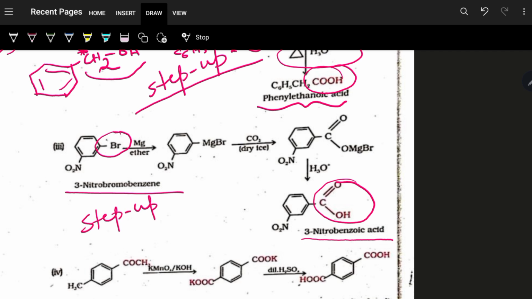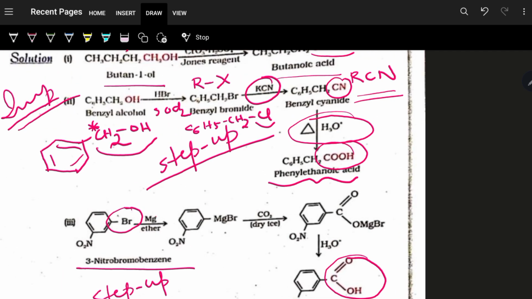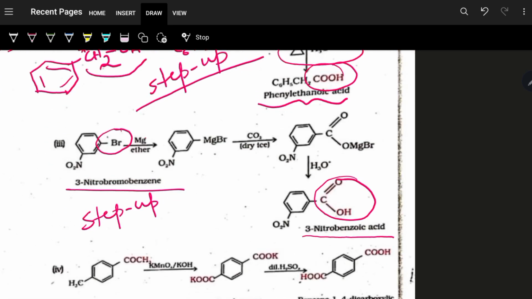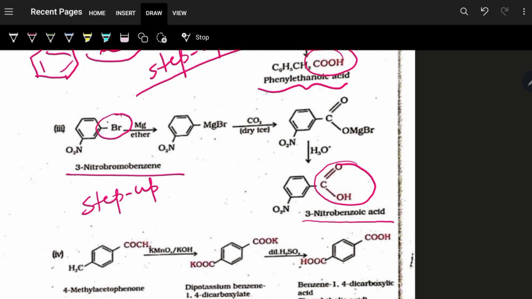So Grignard reagent is used because when you give Mg, see here starting material was alcohol. So if I have to give Grignard, I have to give Grignard to the RX step. But it's not required because I want to decrease the number of steps. Here the starting material is only having halide. So when I give Mg in dry ether medium, I will get MgBr.